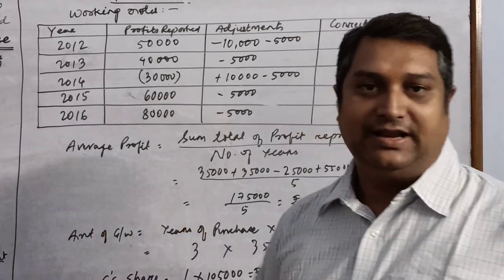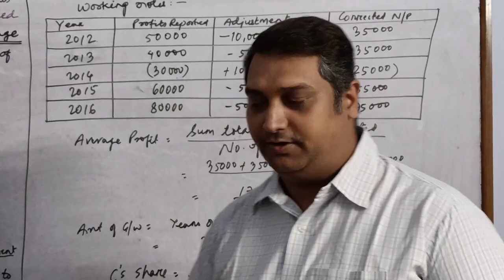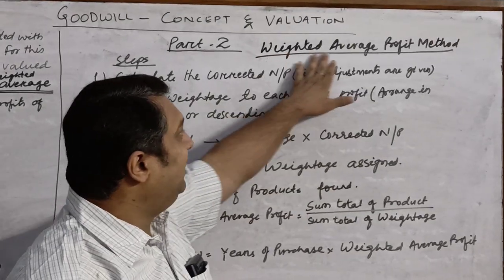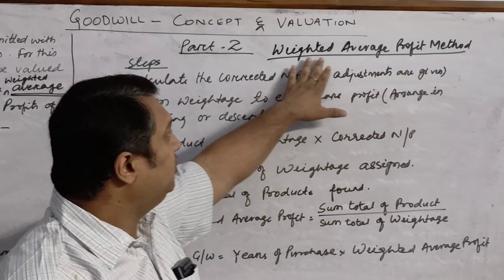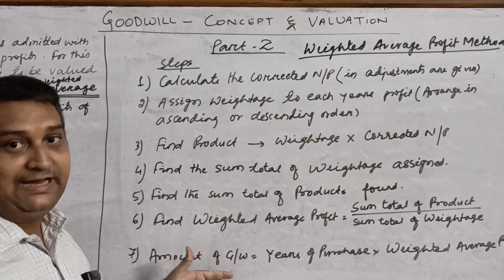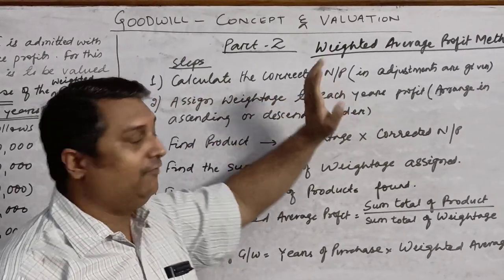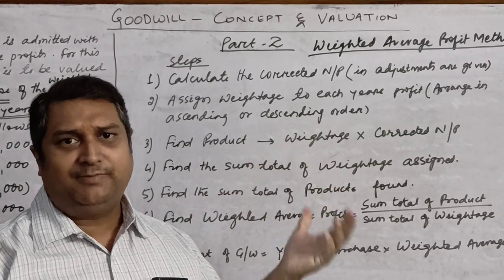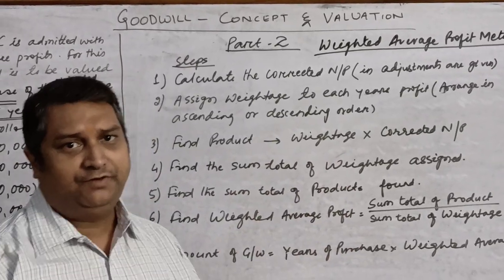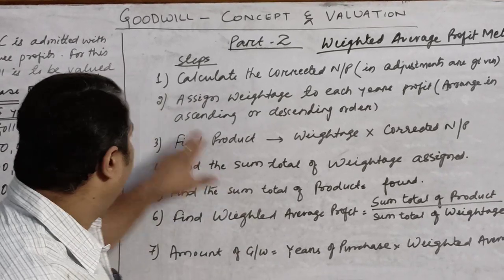Now we'll move on with the next method, that is the weighted average profit method. This is the second method, the weighted average profit method. In order to calculate goodwill by this particular method, we must follow these steps. The first step is to calculate the corrected net profit. In case there are some adjustments, we'll find out the corrected net profit. Otherwise, the profit which is reported will be sufficient.